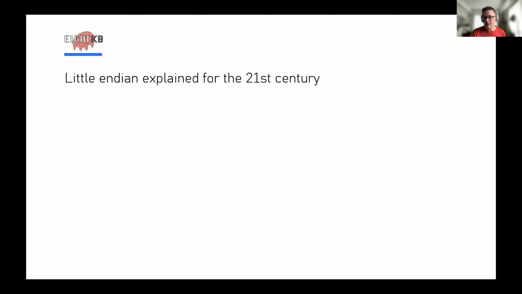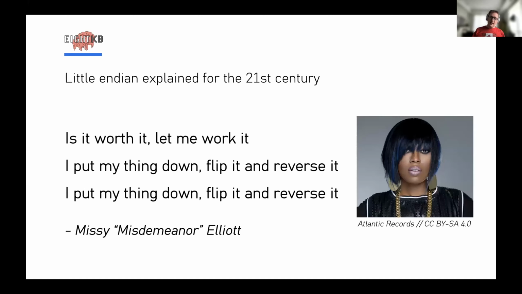And this is the reference to my entrance music that Anthony was referring to previously. Missy Elliott, who happens to be one of the most gifted and talented performers of our time, I think summarizes Little Endian the most effective way.